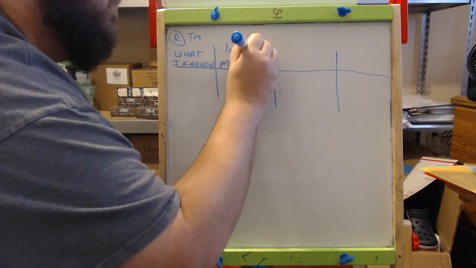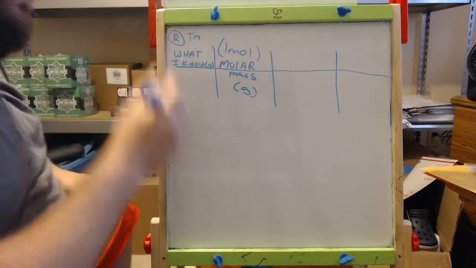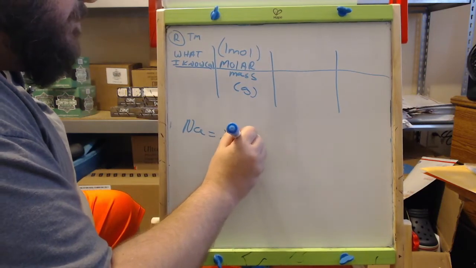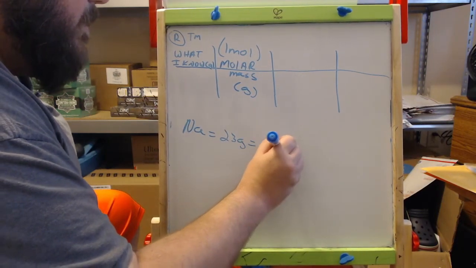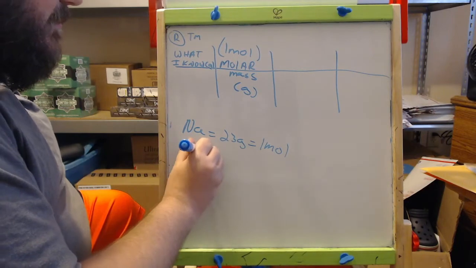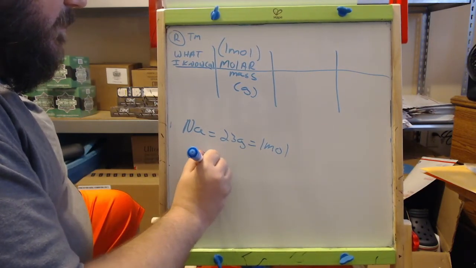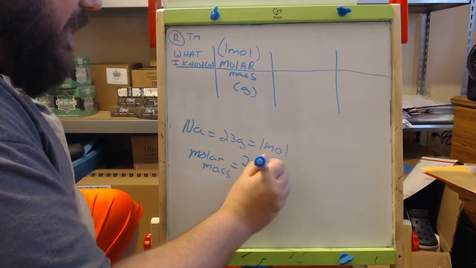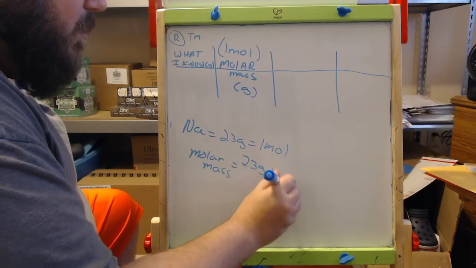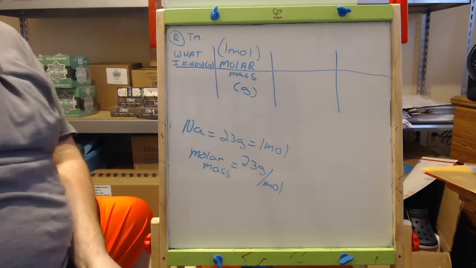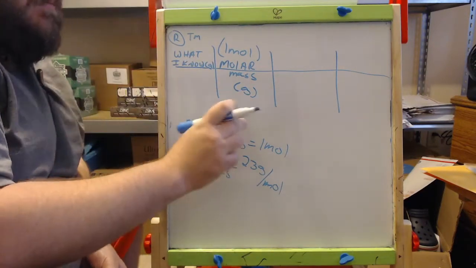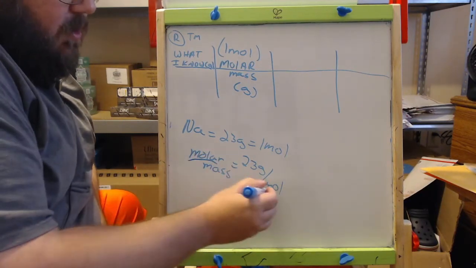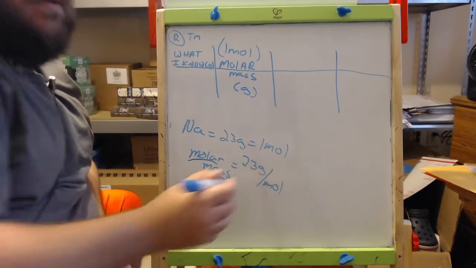Now you might ask, what is the molar mass? Well, go back to what we did. Sodium is 23 grams. That's equivalent to 1 mole. The molar mass is written as 23 grams per mole. So the value on the periodic table is how many grams per mole. Molar, mole, mass, mass, molar mass.